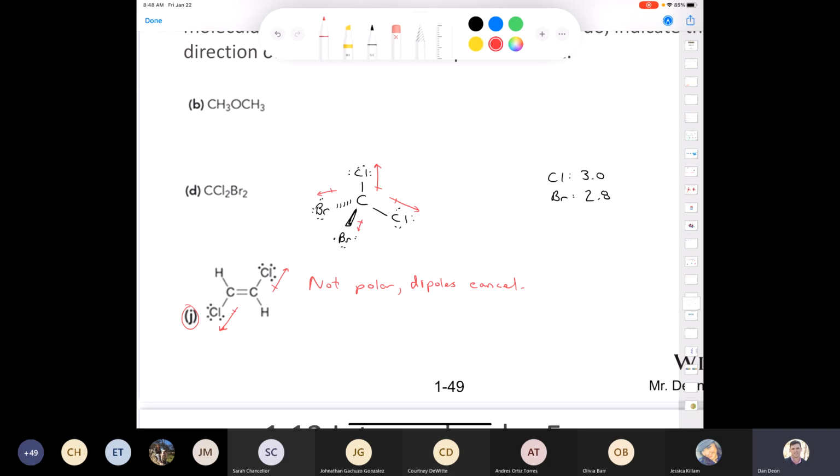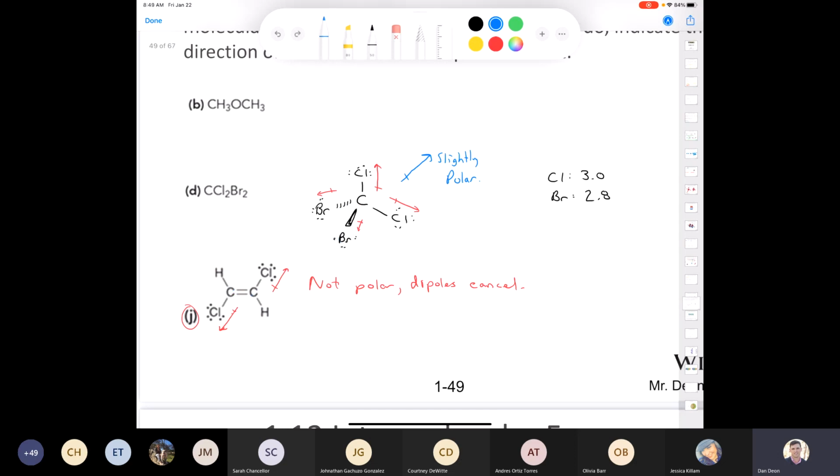So if you tally up those four vectors, since these two are bigger, there is going to be a net dipole in this direction. This is the net dipole, so it is polar, but I'd say it's slightly polar. So is it polar? The answer would be yes, but it doesn't have a big dipole. Now, somebody might be asking, well, come on, Mr. Dion, how come you didn't evaluate the polarity here? Because you're considering a really small one here.